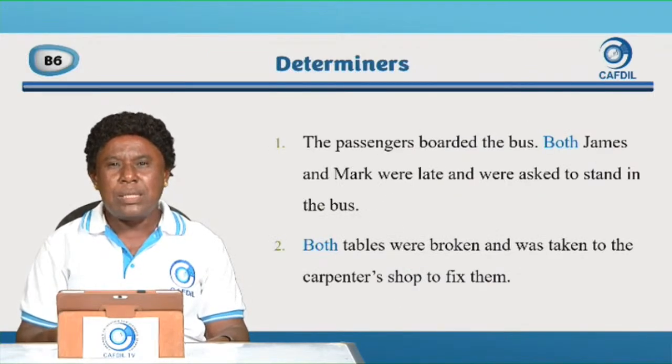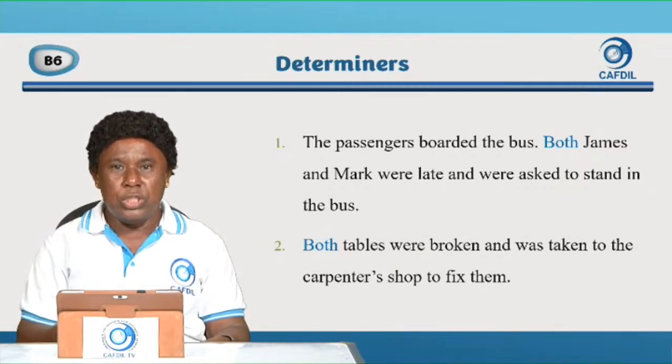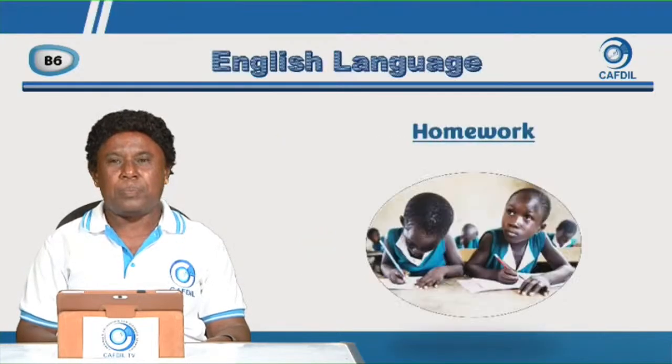Now, the passengers boarded the bus, and both James and Mark were late and were asked to stand in the bus. So there were many passengers in the bus, but only James and Mark were late, and therefore they were asked to stand in the bus. Both tables were broken and were taken to the carpenter's shop to fix them. So both, 2. Okay.